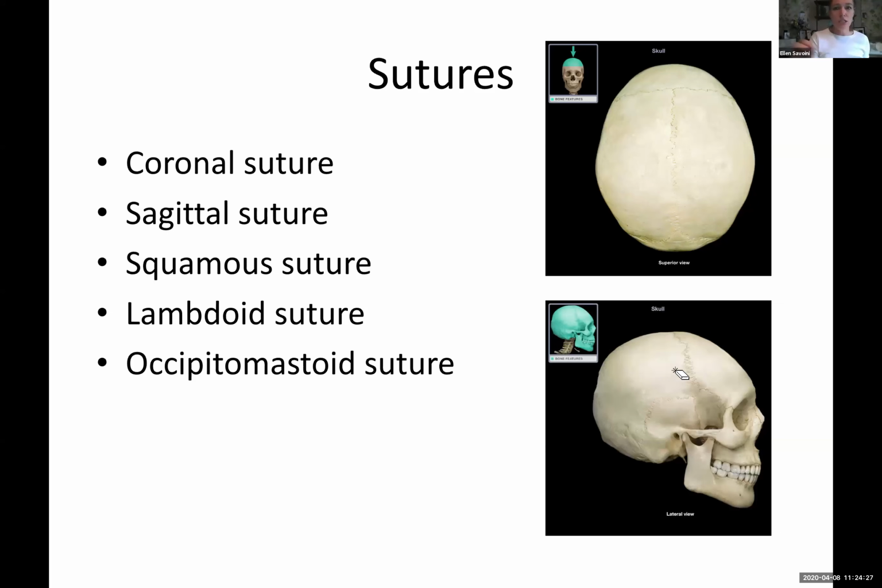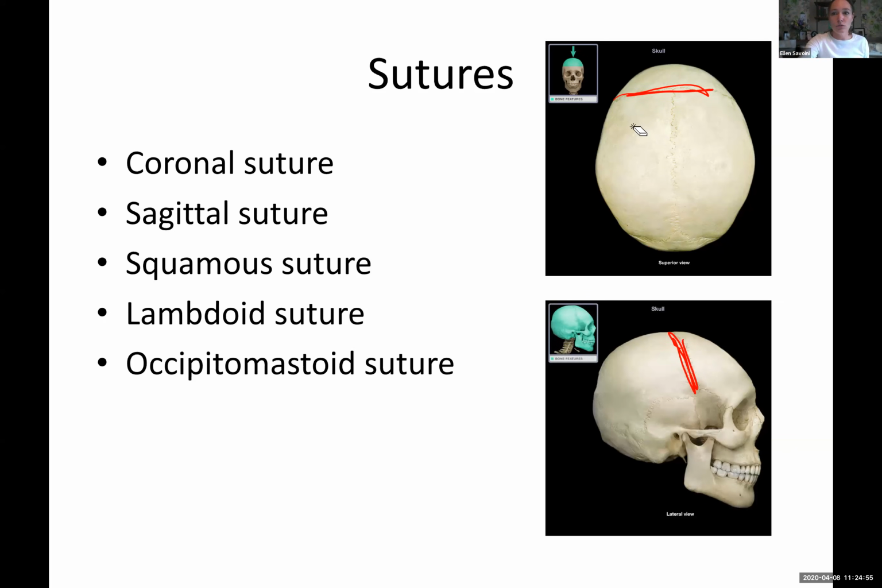So going back to the screen share. The sutures that you need to know are the coronal, which is this one. And this is also the coronal right here. I think of coronal like a crown, but think of it more like a tiara, or really up and down like a headband. It's just going from behind your frontal bone, and it goes up and down on you like a headband or a tiara crown.